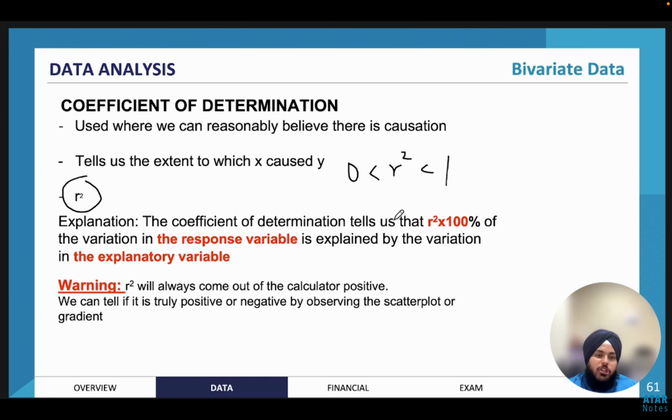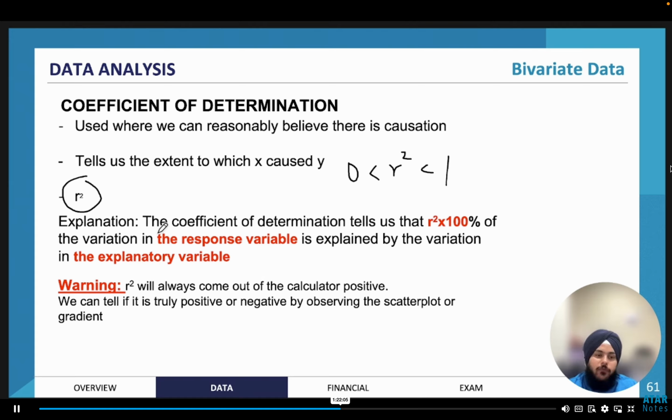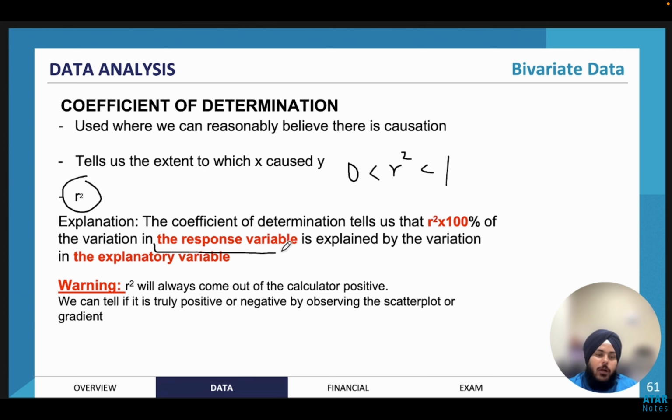The coefficient of determination gives us information about the correlation of the two variables. How correlated are they? The way that we interpret the coefficient of determination is that you take R squared times 100%, converting whatever the R squared value is into a percentage, of the variation in the response variable that is explained by the variation in the explanatory variable. You would have to substitute in what the response and explanatory variables are in your particular scenario, but this is essentially the overall structure, which you should be really familiar with.